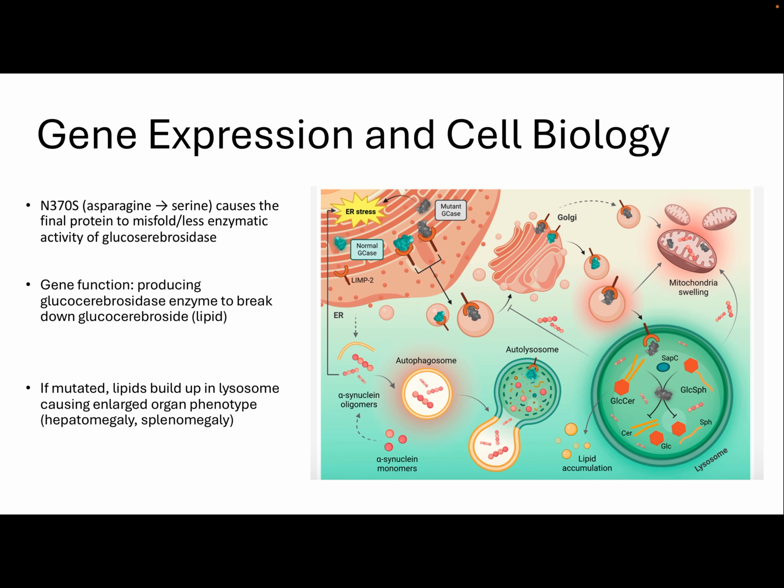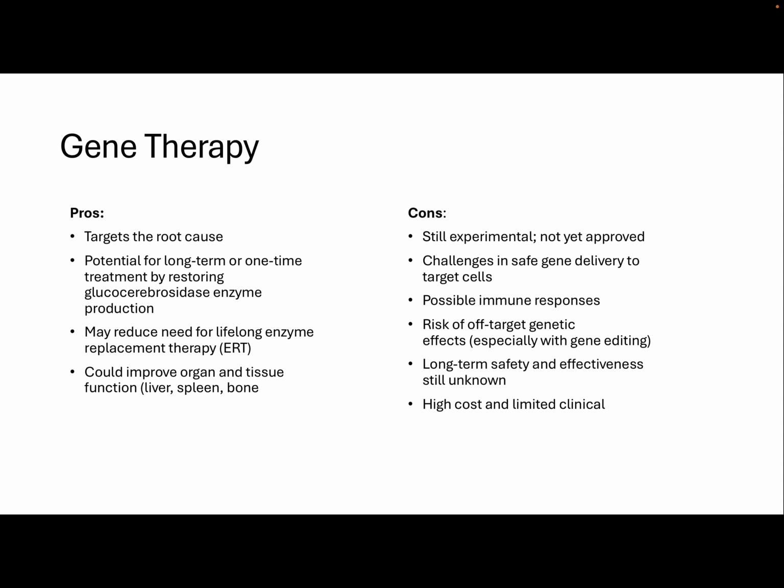As you can see in the gene expression and in the biology, it does not allow the lipids to break down within the lysosomes. And this causes the enlarged organ phenotype, especially type 1 Gaucher disease. And you can see how it causes a lot of stress within the system.